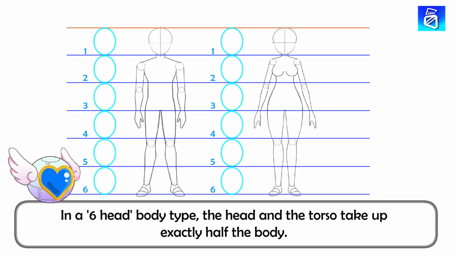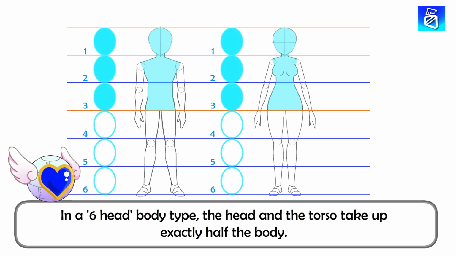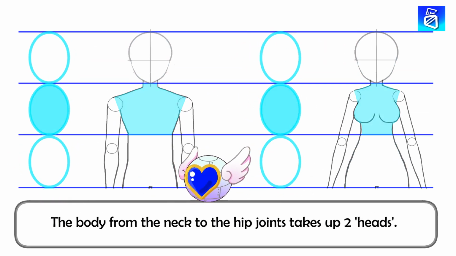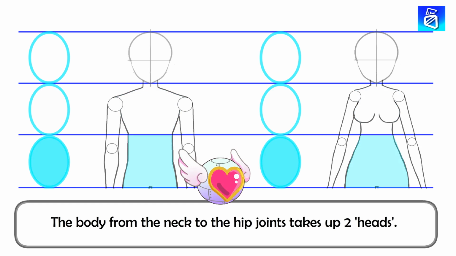In a 6 head body type, the head and the torso take up exactly half the body. The body from the neck to the hip joints takes up 2 heads.